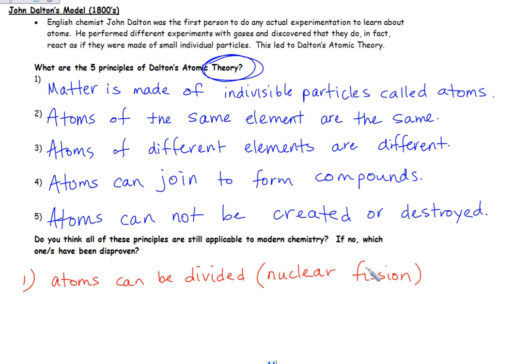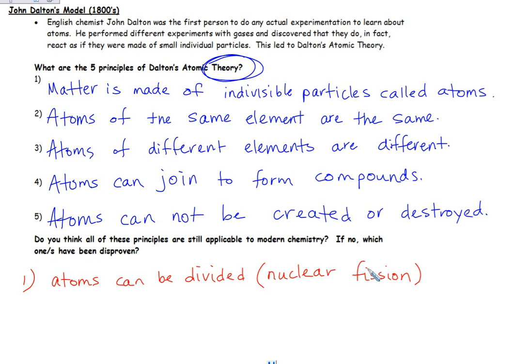Fusion is when new atoms are formed. When we join nuclei, we fuse nuclei together to make a larger atom. Fission is where we split an atom. Yes, atoms can be divided. We get tons of energy from that.